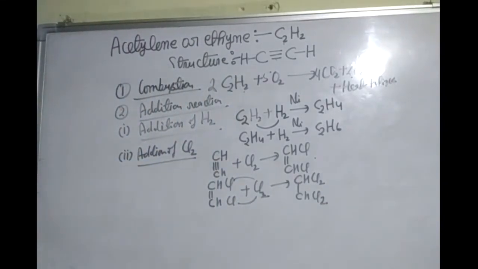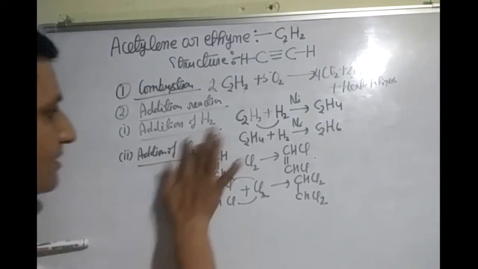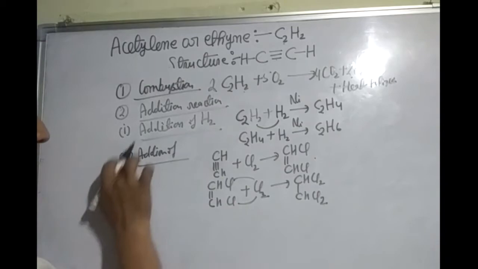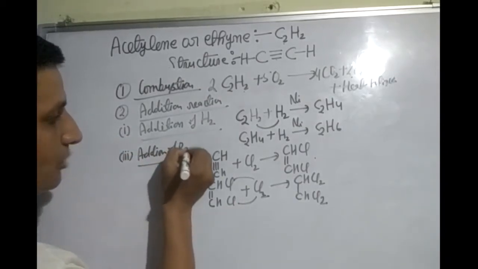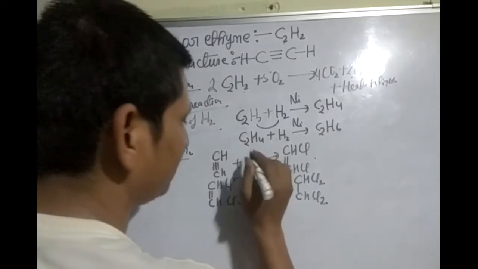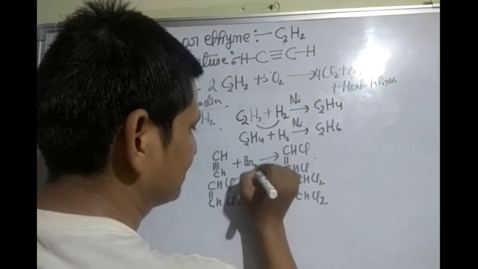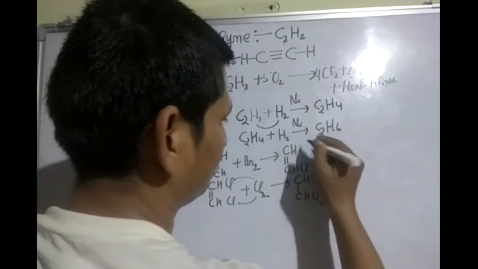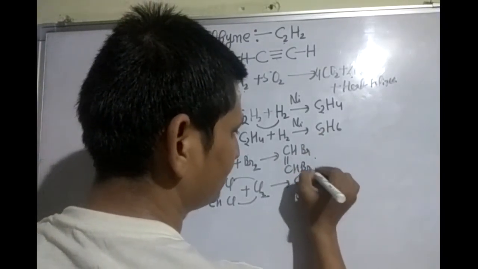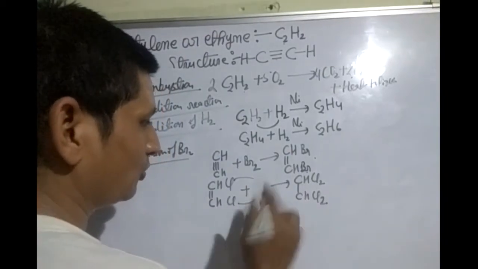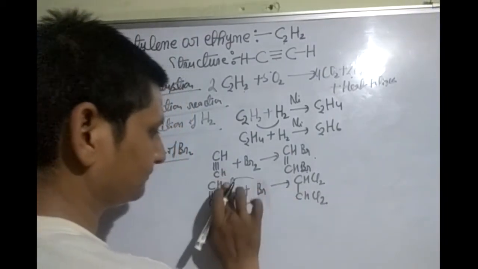Okay, students. Next is bromine. Addition of bromine. So the next point is addition of bromine. Third point, point number 3, is addition of bromine. So addition of bromine gives acetylene dibromide. Here we can take Br in the place of Cl.